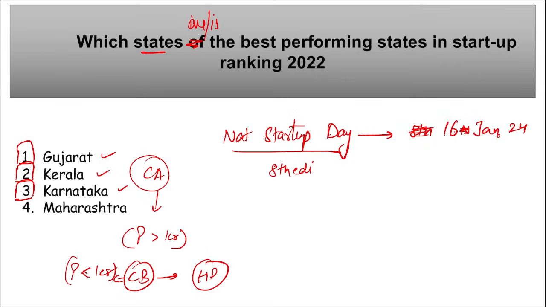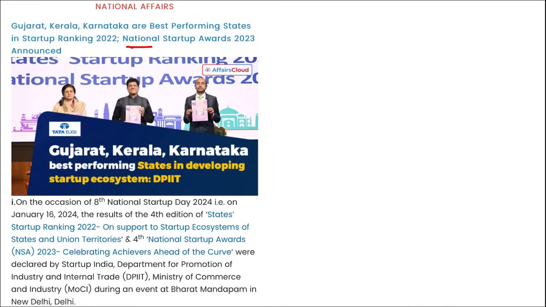Correct. Then remember, these were your 8th edition of the National Startup Day, and during this only, national awards were also presented, right? National Startup Awards 2023 were also announced, and they were the 4th edition of the National Startup Awards that were announced here. Correct. They were declared by Startup India DPIIT during the event that was held at Bharat Mandapam in New Delhi. Correct.